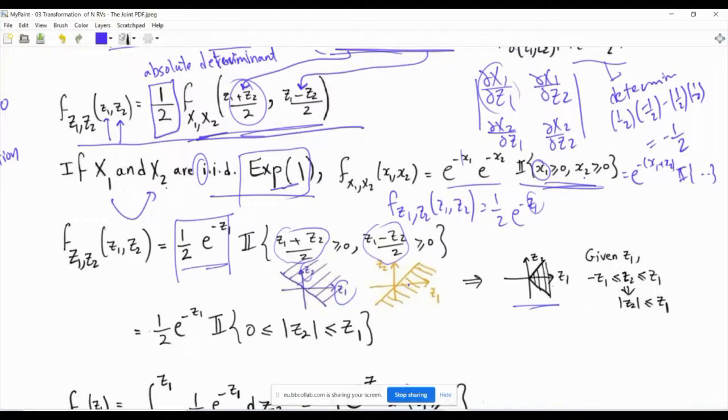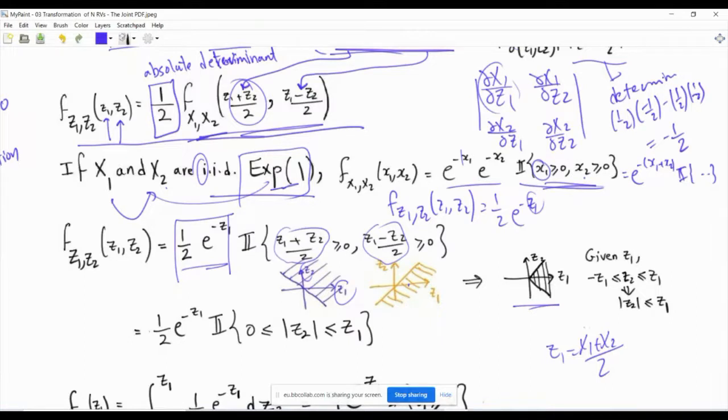Okay, and this part makes sense, because if you have two non-negative random variables, x1 and x2, and what is z1? Remember, z1 is the sum over 2. Now, if you sum two non-negative random variables, you are guaranteed to get what? You are guaranteed to get something that is non-negative. So z1 should be non-negative. We do not expect to have a z1 that is negative, because z1 is the sum.